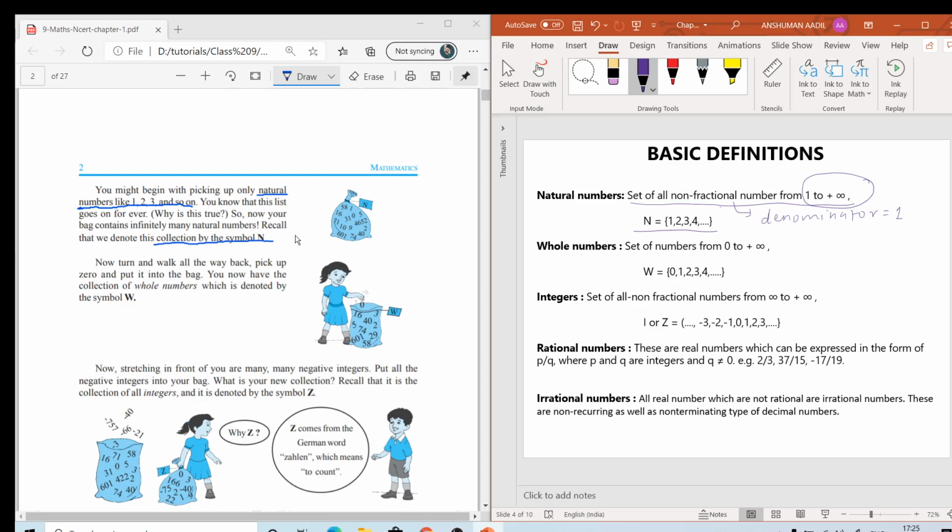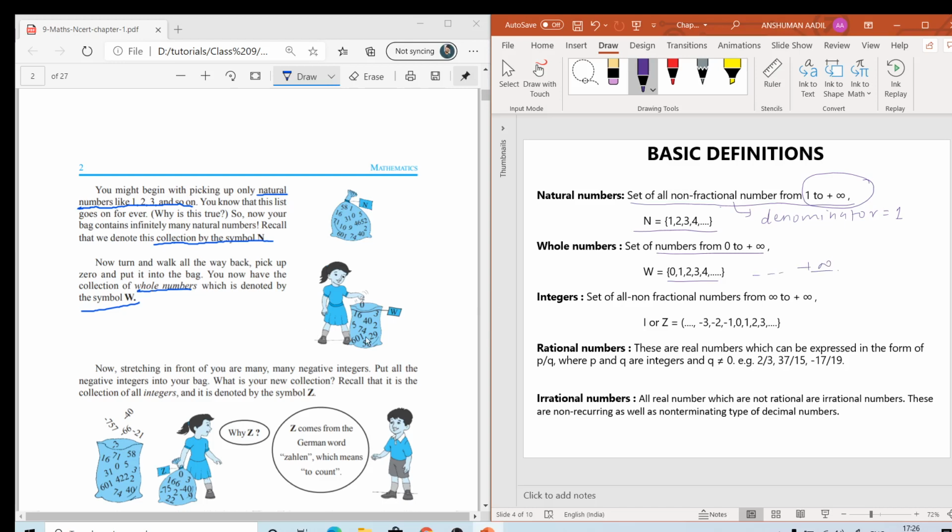Now we'll move next. Here you will observe that there is no 0 in the natural numbers. So when 0 is included in the set of non-fractional numbers from 1 up to plus infinity, that set is called whole numbers. The whole numbers are represented by W. So what are the whole numbers here? 0, 1, 2, 3, 4 and so on up to plus infinity.